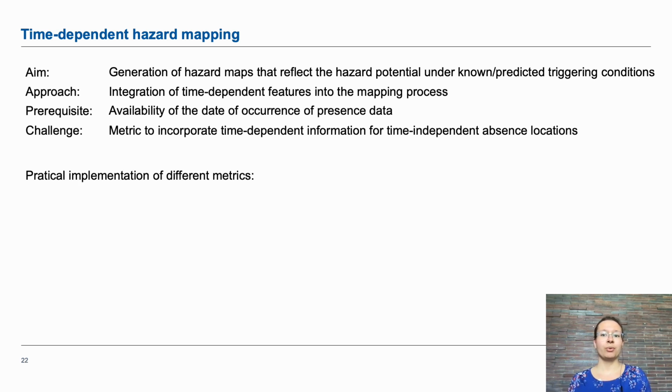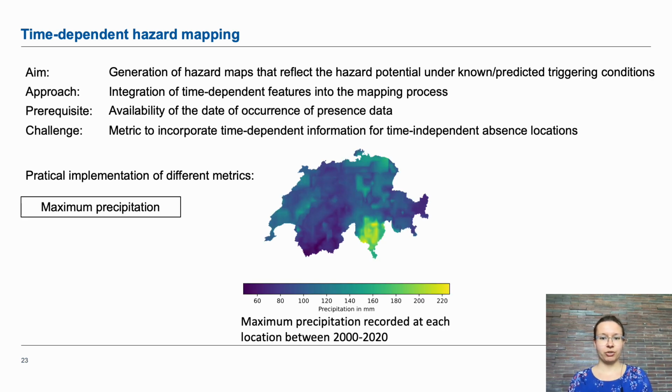And we've spent quite some time testing different metrics, and I would like to quickly introduce 3 of them without going too much into detail though. The first metric we tried is the maximum precipitation, because the naive idea was if the slope didn't fail on the maximum it has seen, then why would it fail with less?